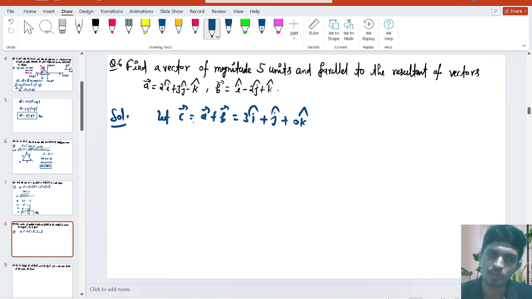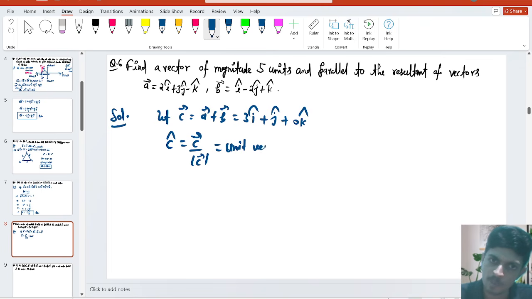So just simplify this. What is this? This is c cap, this is vector C by modulus of vector C, and this is a unit vector along vector C, or parallel to vector C. Okay, this is a unit vector along vector C, or parallel to vector C. We know that every vector is parallel to itself, and every unit vector is parallel to its vector. I hope it is clear to you.